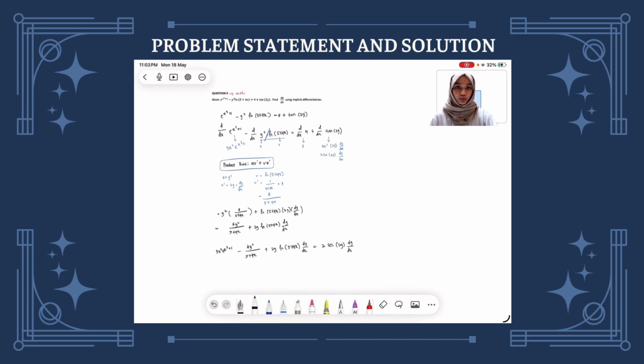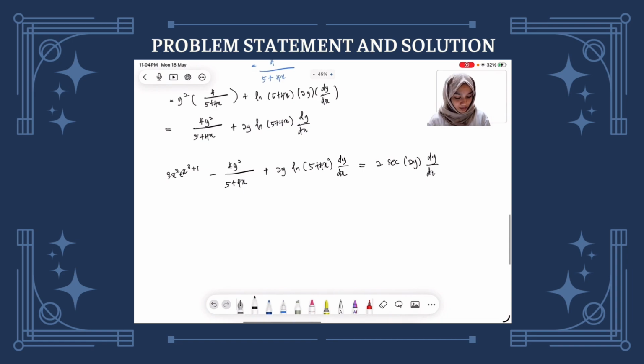Next is step 2. Step 2 is we allocate the terms with dy over dx on one side of the equation, which means that this part on the left side is the equation that has dy over dx, and the right side is the equation that has no dy over dx. So step 2 is going to be like this.